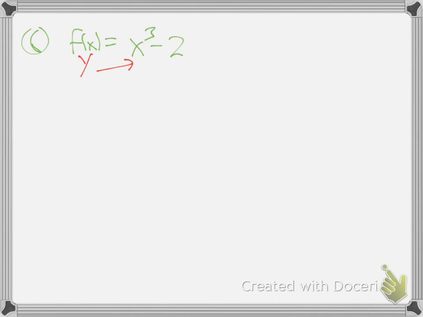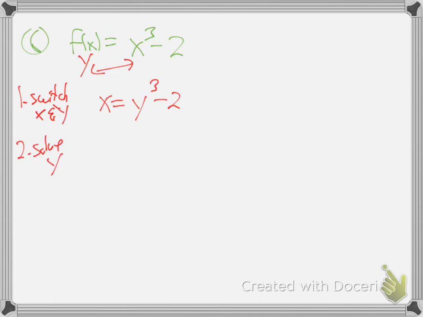So this is y, switch x and y. Switch x and y. Solve for y. Right? Get y alone. So add 2. So x plus 2 is y cubed. Good so far?